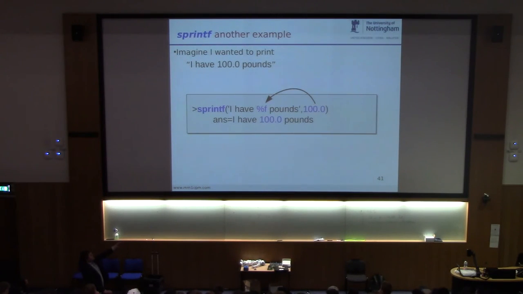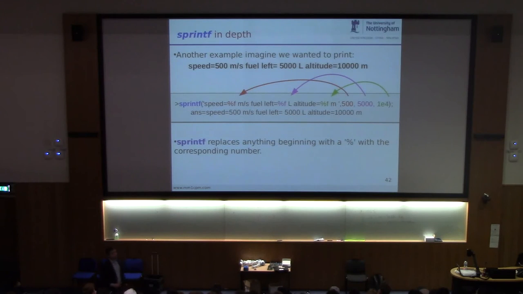Because that will become apparent very soon. That's a good question, but this can not only be a number, this can also be a variable. So it can pop the variable in there. Okay, any other questions? Good, okay. So here's a more complex example.